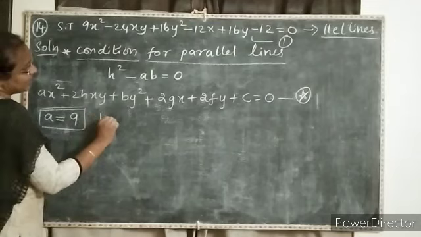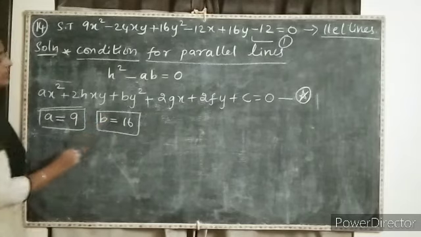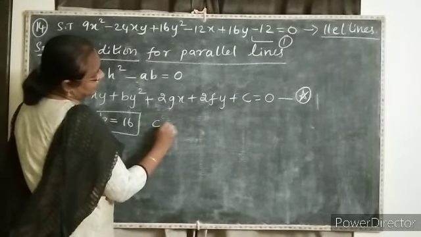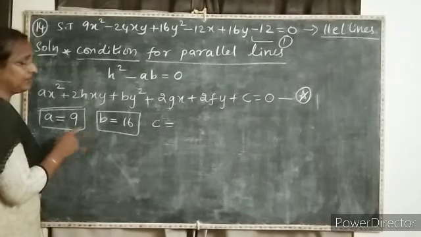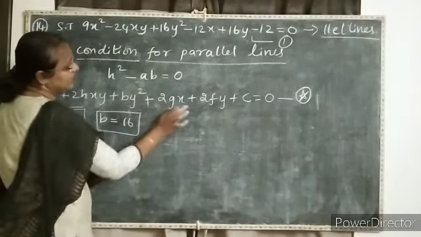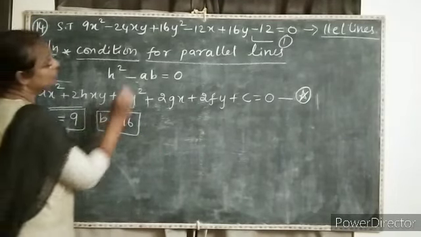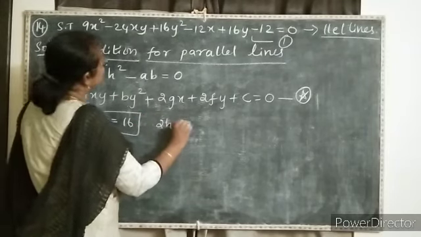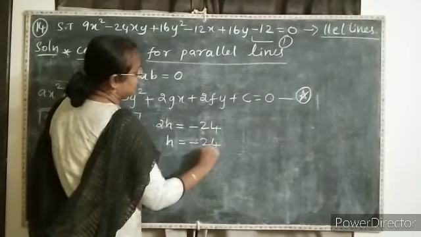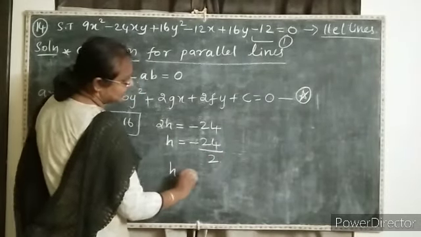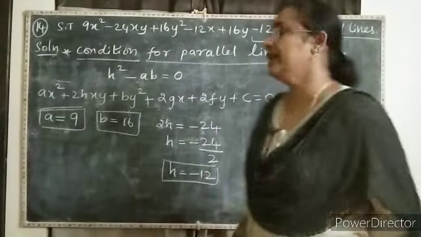Now what is the b value? b is 16. What is the c value? We will need the values of a, b and c also for the next formula for distance. But here we need only the values of a, b and h. 2h is −24, so h is −24 divided by 2. So h is −12. We got the values of h, a and b.